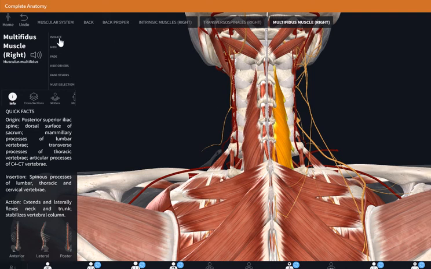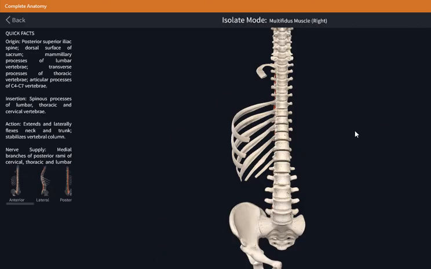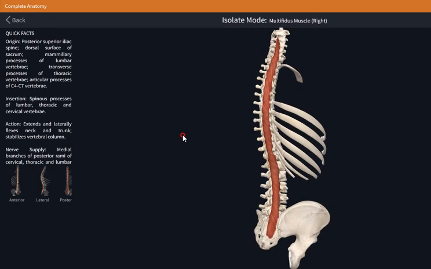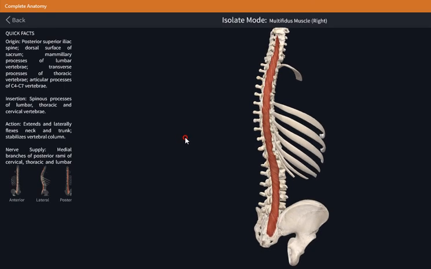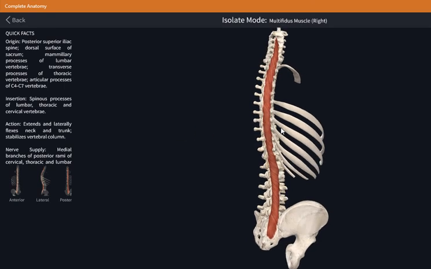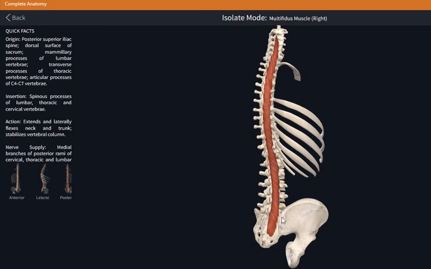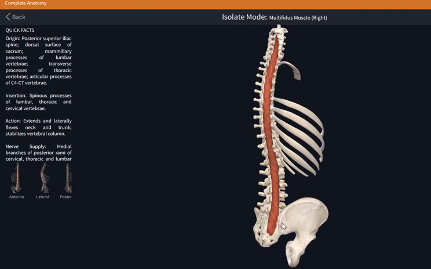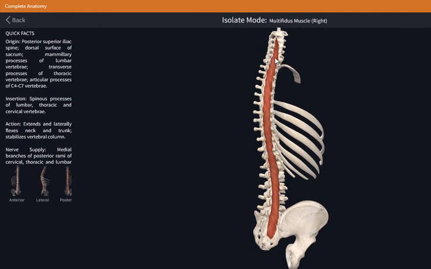The origin of multifidus muscle can be seen when we isolate it. So when you isolate the multifidus muscle, you see that the origin will be the posterior superior iliac spine at this portion here, the dorsal portion of the sacrum here, the mammillary process, and then it's going to move all through and connect the spinous process of the lumbar, the thoracic, and the cervical vertebrae. So this is already a bone, the muscle involved in the back.